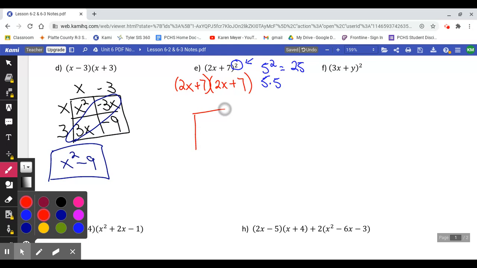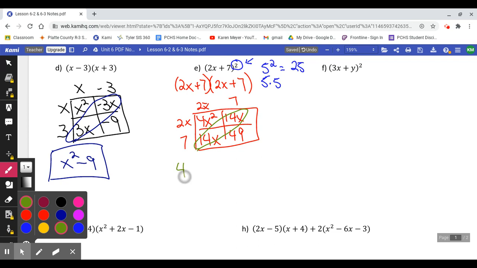And then I can make my box again. So 2x, 7, 2x, 7. So 2x times 2x is 4x squared. 2x times 7 is 14x. 7 times 2x is another 14x. And 7 times 7 is 49. So 4x squared. 14x plus 14x is 28x. And then plus 49.